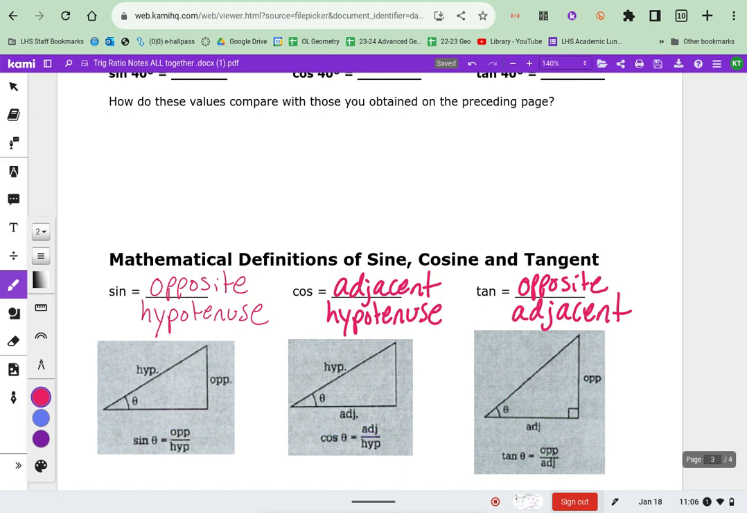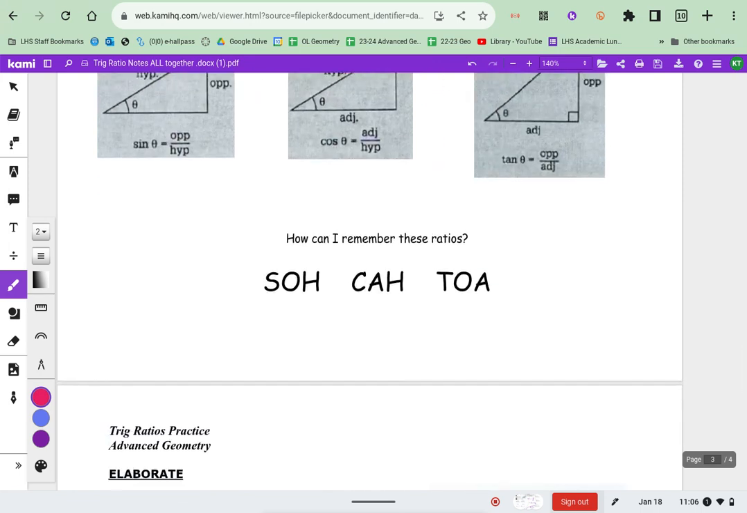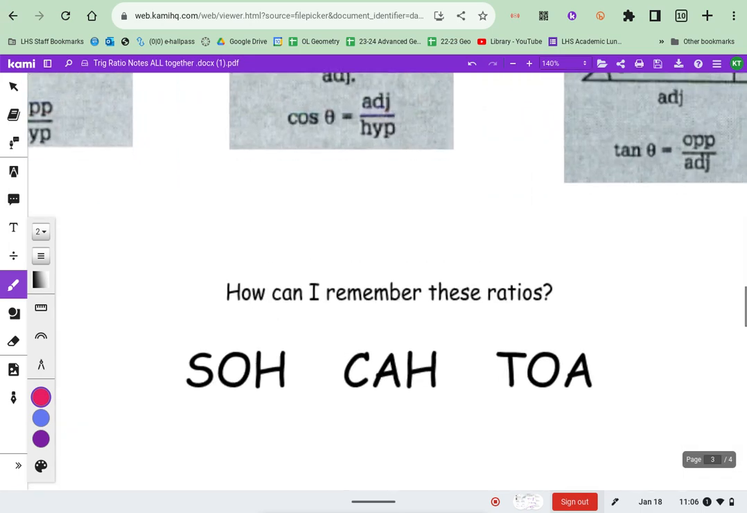And you might be wondering, how am I supposed to remember which ratios go with which names, sine, cosine, and tangent? And this is how. You have probably heard someone say before, SOHCAHTOA. Have you heard someone say that before? No. Well, now you have, SOHCAHTOA. Okay, so that's your little memory trick.